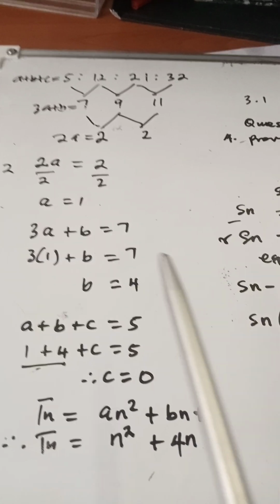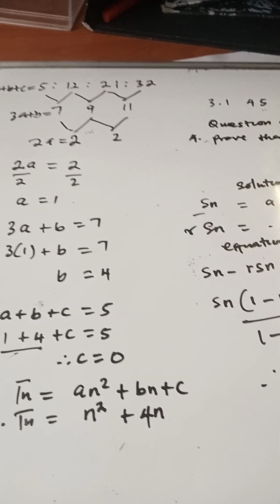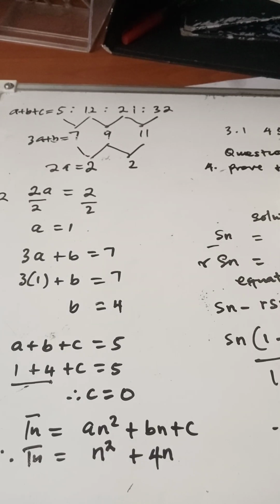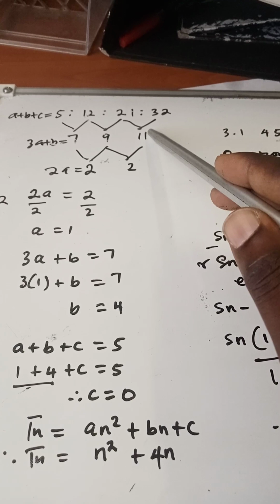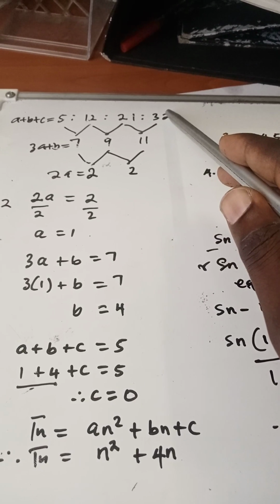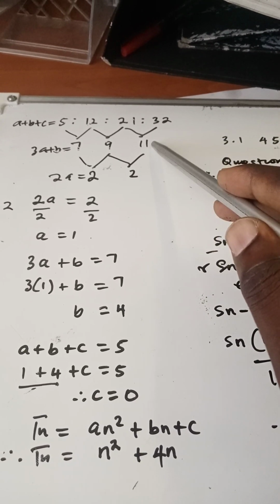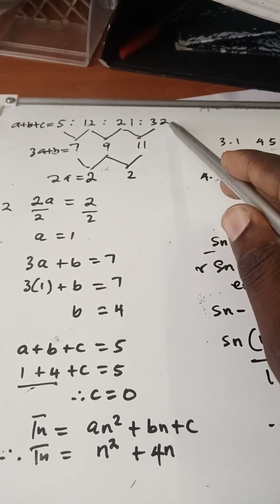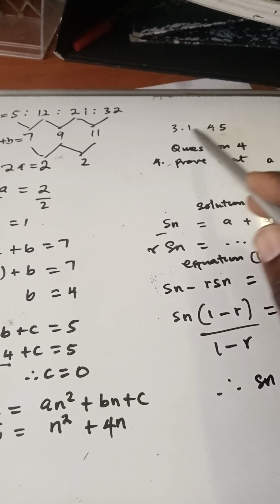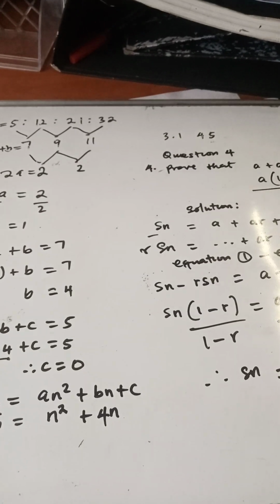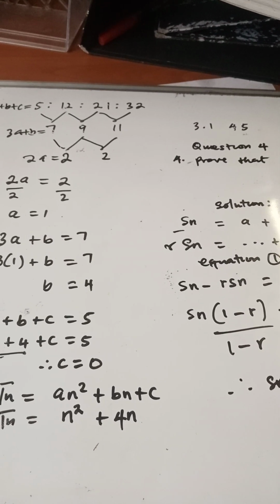Now we need to find the next term. To find the next term, you take this difference and add it to that difference and add it to the last term. So it's 2 plus 11, which is 13, plus 32, which gives us what? 45. So 3.1, the answer is 45.